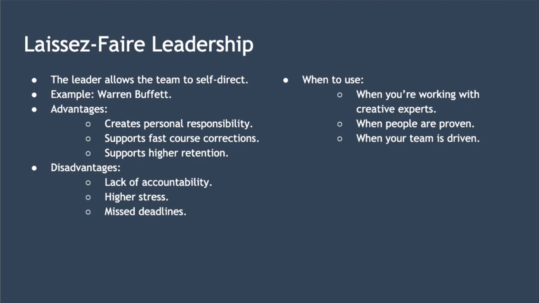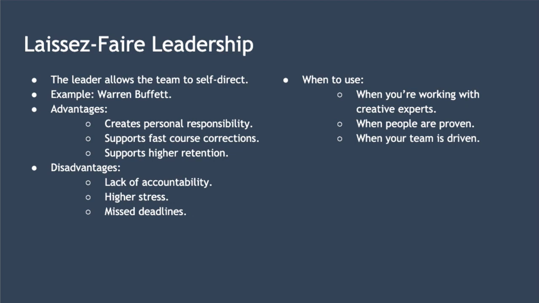So from the leader's perspective, the key to success is to build a really strong team and then stay out of their way. Now, a common question when people first learn about laissez-faire leadership is, what actually does a laissez-faire leader do? Because it can seem like they maybe do nothing.